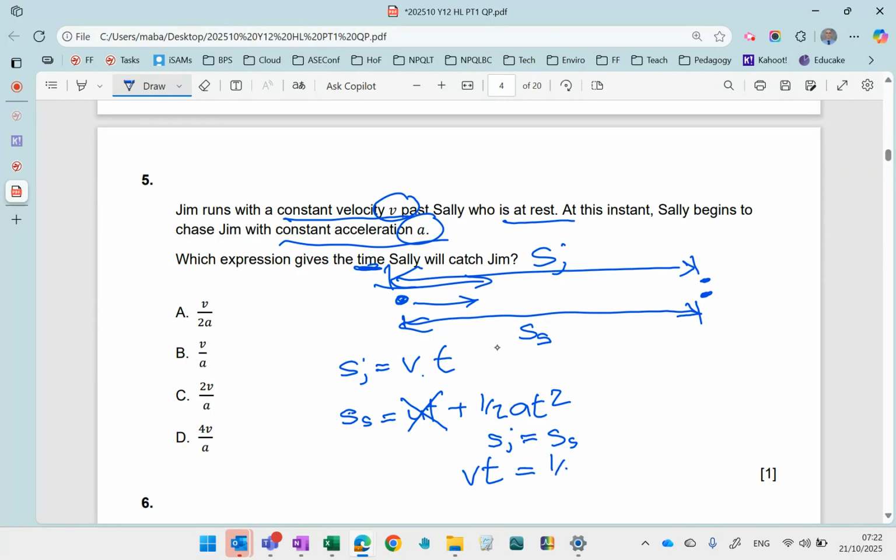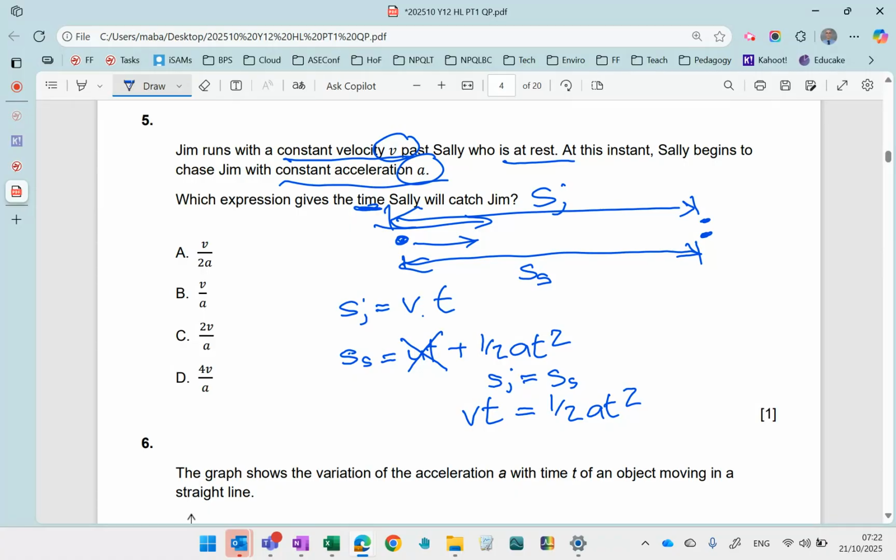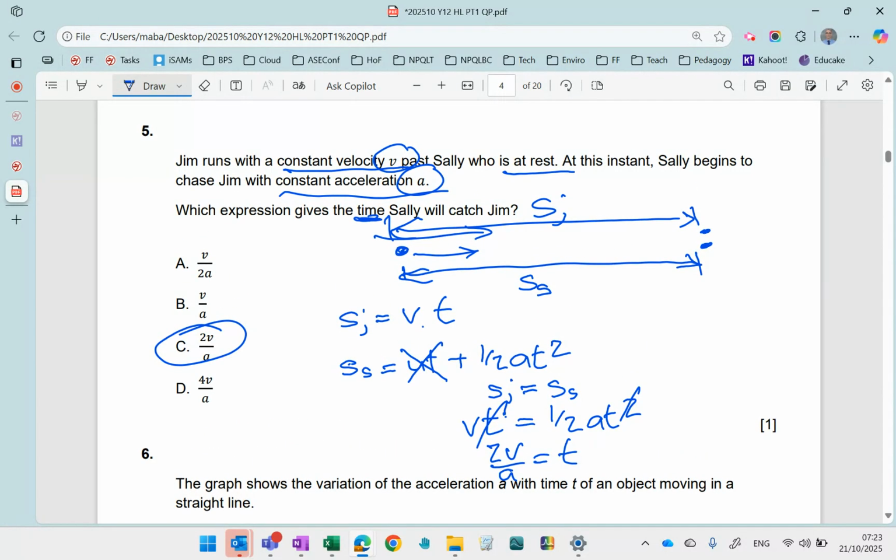So then we've got a half at squared on this side. And then we just rearrange carefully. One of the t's will cancel, so you get 2v over this side divided by a. And then that gives you t. It's another C. I'm going to break the video here to make it easier for you to scrub through.